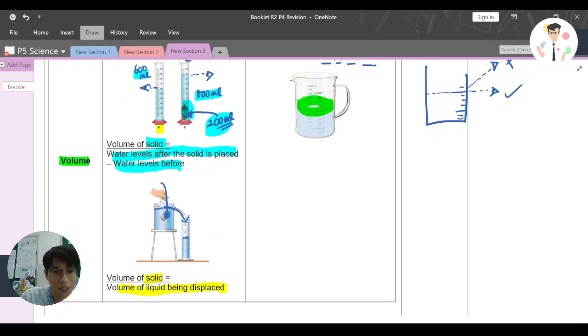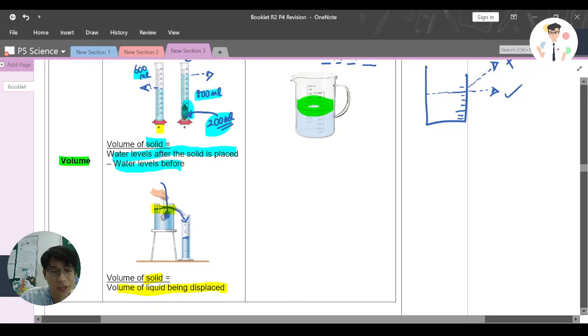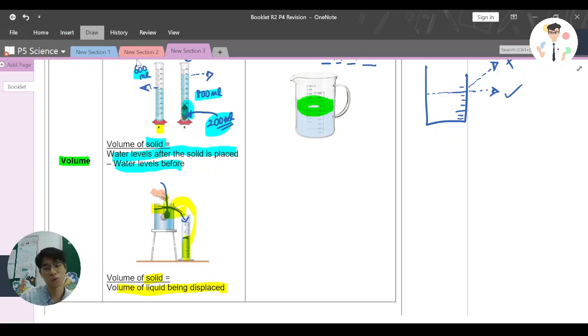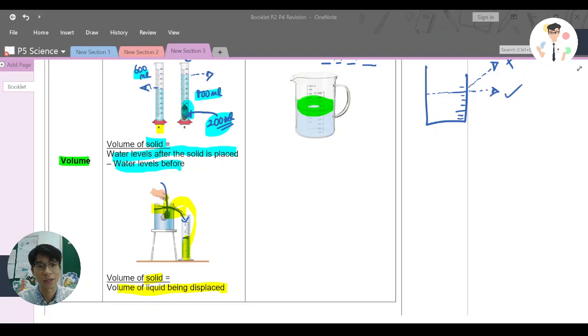Again, at first it's up to here. Then you put the stone, the water comes up, and the level still remains up to here. Then the displaced water will be the volume of the solid. So that is basically how we do it for these two: calculating the mass and calculating the volume.